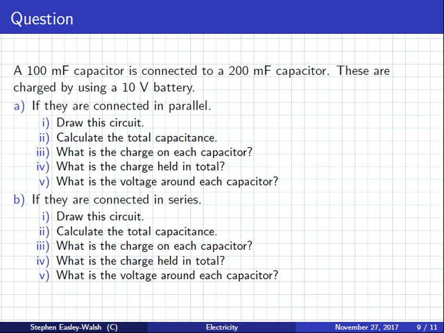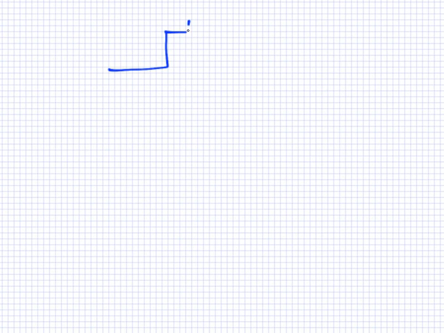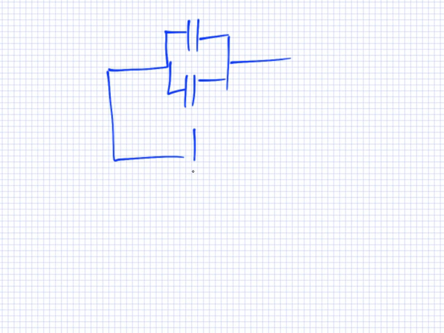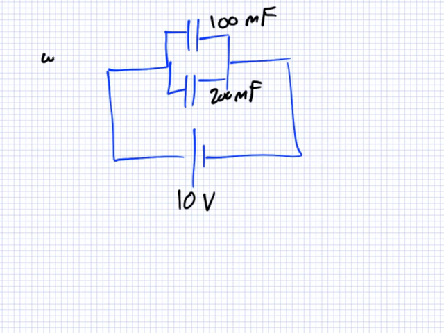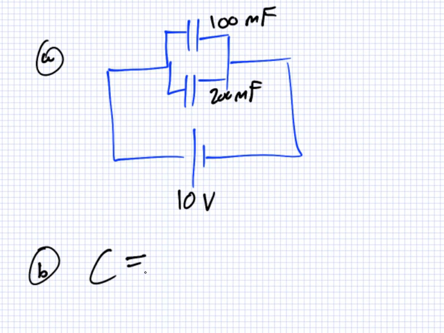Okay, let's draw this. So, they're in parallel. So, it's like this. Parallel. 10 volt, 100 milli, 200 milli. Part A. Okay, B. What is the total capacitance? Okay, total capacitance, what formula do I use? So what would it be here? What's the answer here? 300 millifarads.